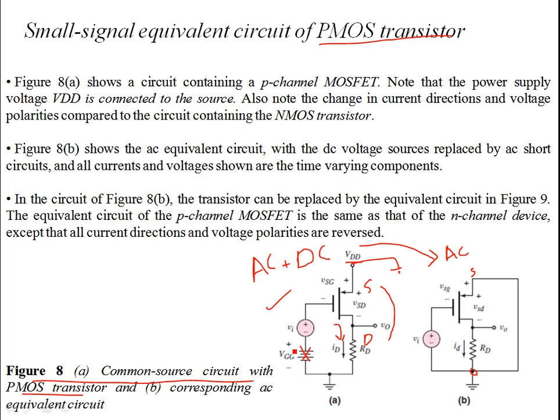And small v_i is the AC signal applied at the gate. Apart from that, you have these reverse voltage polarities compared to NMOS, and this is basically the AC equivalent circuit. The only thing you need to plug in over here is the small signal model for the transistor, and it turns out the small signal model for the PMOS device is very similar to the NMOS, except for the reverse current directions. The current direction over here, you see ID is coming out of the drain.